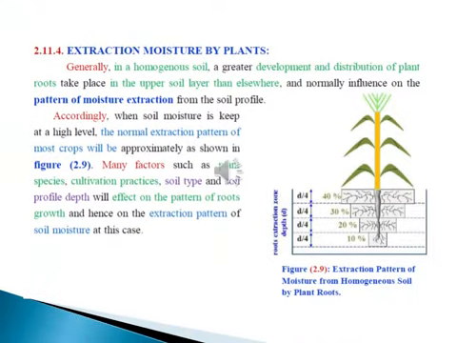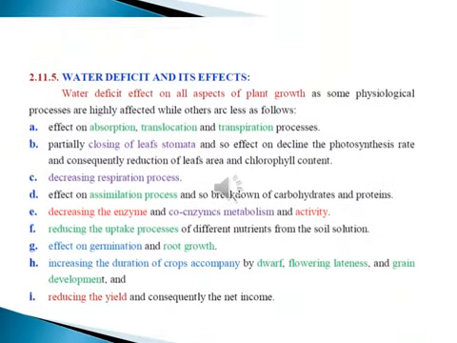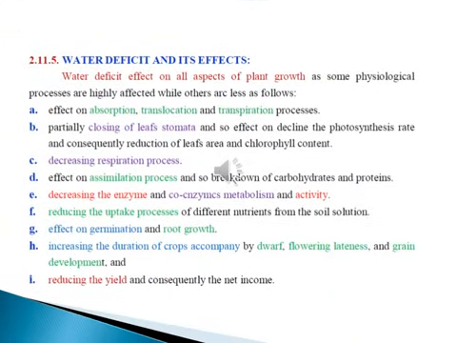Extraction of moisture by plants. Generally, in homogeneous soil, greater development and distribution of plant roots take place in the upper soil layer than elsewhere, and normally influence the pattern of moisture extraction from the soil profile. Please, my dear, look at the enclosed figure, which shows the extraction pattern of moisture by plant roots. My dear, water deficit affects all aspects of plant growth, as some physiological processes are highly affected, while others are less. Look and follow by yourself.